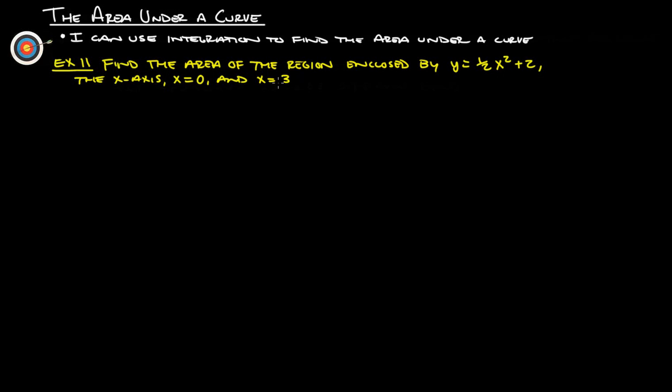Example 11. Find the area of the region enclosed by y equals 1/2 x squared plus 2, the x-axis, x equals 0, and x equals 3. So we're not going to try to do this geometrically. That'd be a little trickier, but we can do it with the graphing calculator. And then we also want to try it with our good old definite integrals and our antiderivative, right?